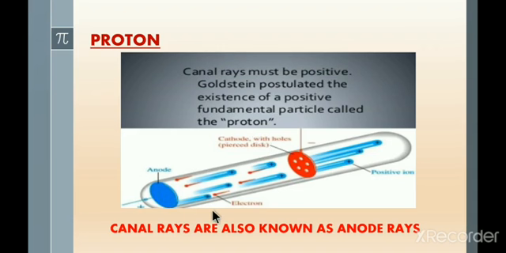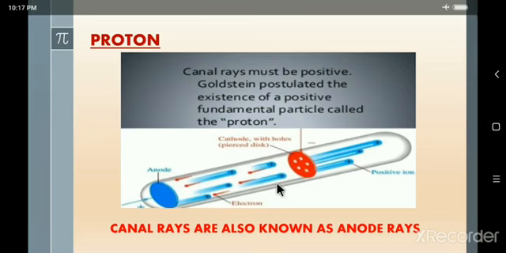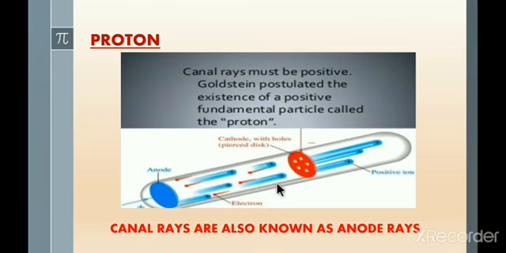Actually, even before the electron was identified, E. Goldstein discovered the presence of new radiations in a gas discharge tube, which ultimately led to the discovery of another subatomic particle known as proton.